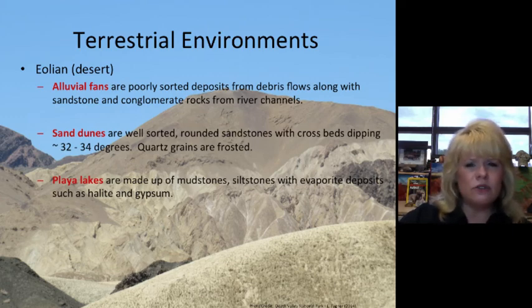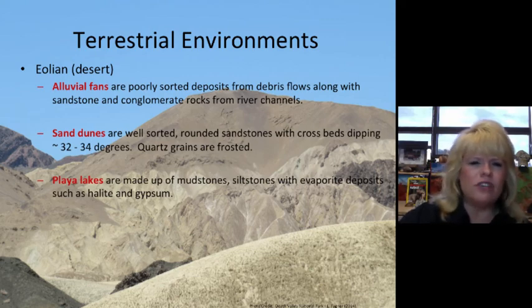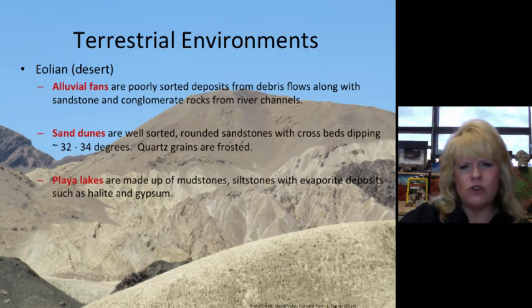Now you can make sand dunes, coastal sand dunes as well, barrier island sand dunes, but sand dunes in the desert should show a high angle of cross-bedding. So what does that look like? It's typically somewhere between 32 and 34 degrees. And the reason being is the angle of repose for dry sand is about that degree marker.